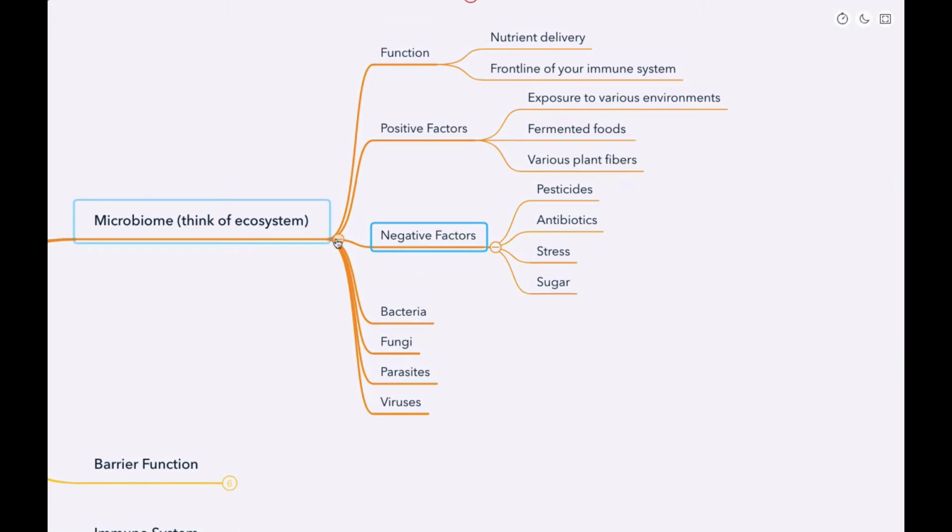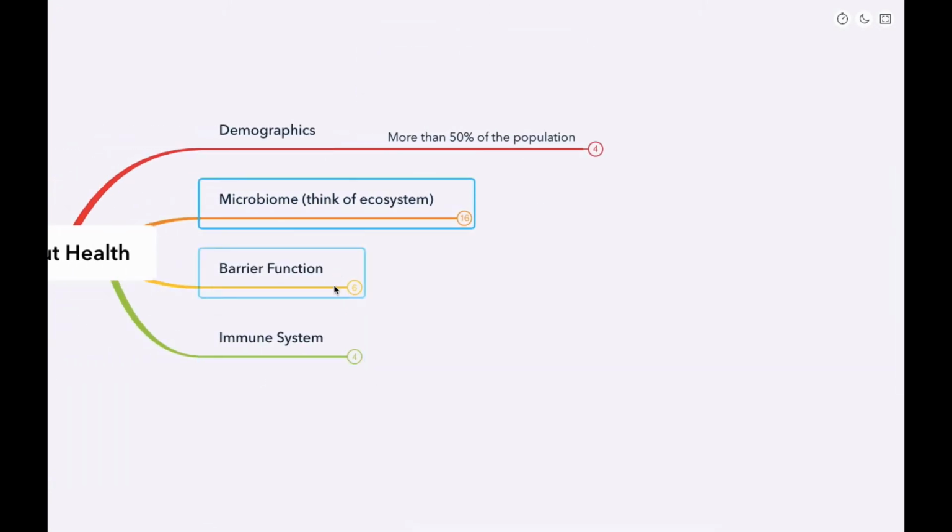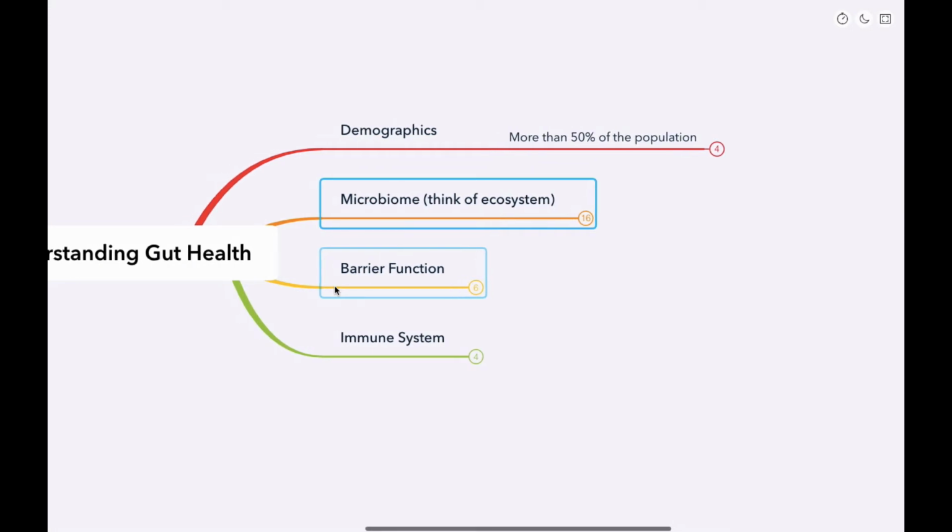So let's close the microbiome and move over to the barrier function. Remember, we discussed earlier that the gut is essentially connected to the outside. So just like your skin acts as a barrier between you and the environment, so does the gut, because the gut is taking things in from the environment, and so it needs a barrier between it and what's been ingested, what's been eaten, and the bloodstream. And so it provides this barrier function.